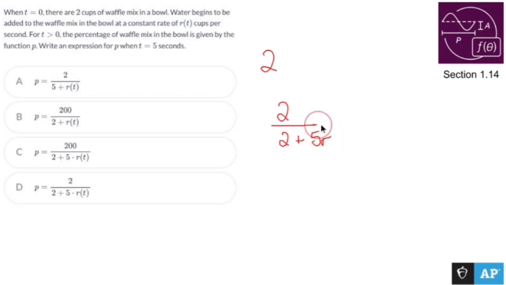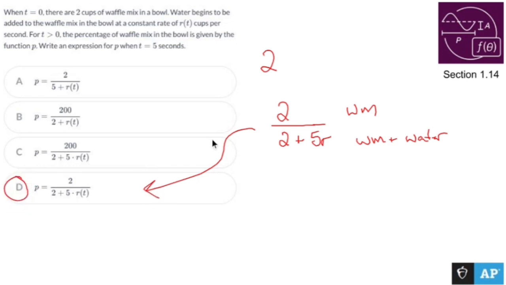So whatever the rate is, if it's half a cup per second, that doesn't make sense, like a tenth of a cup per second. I'm going to have 2 cups of waffle mix, and over here I'm going to have waffle mix plus water. And the way I figured out water, it's going to be 5 seconds of whatever rate this is. So that translates to that. And so the percentage is going to be calculated at 2 over.